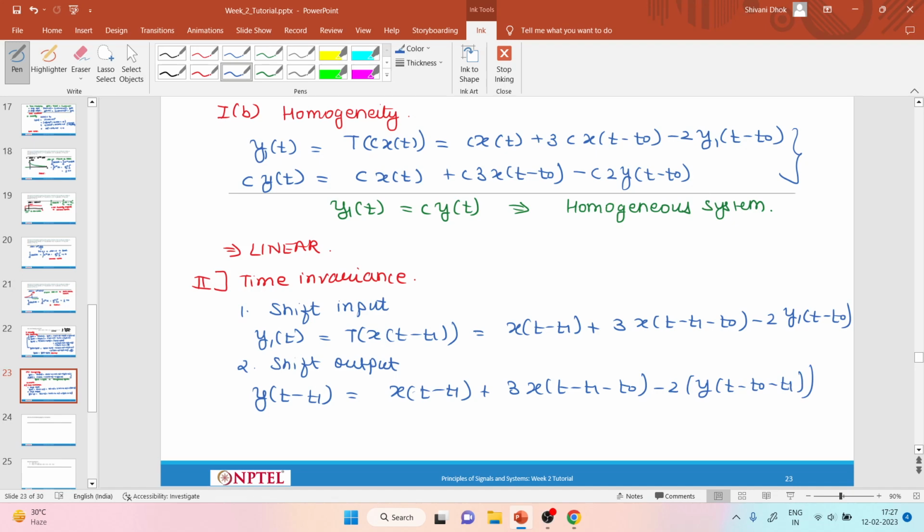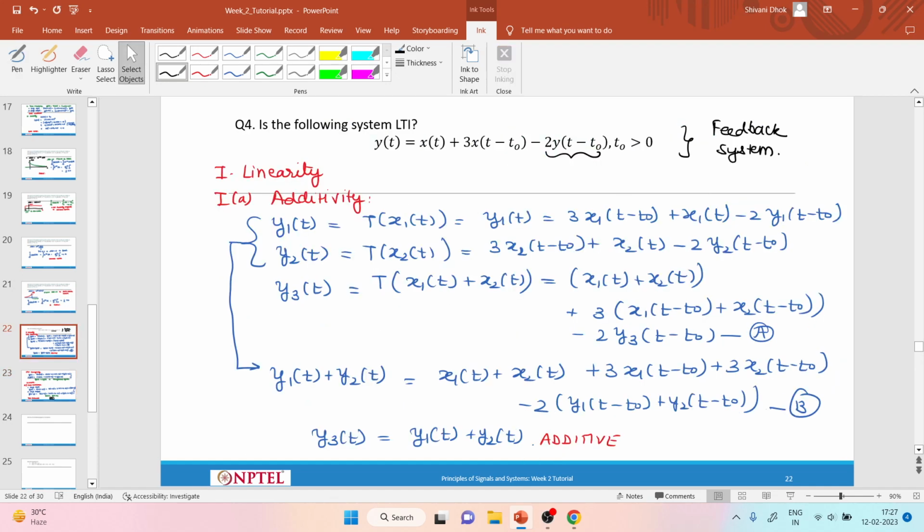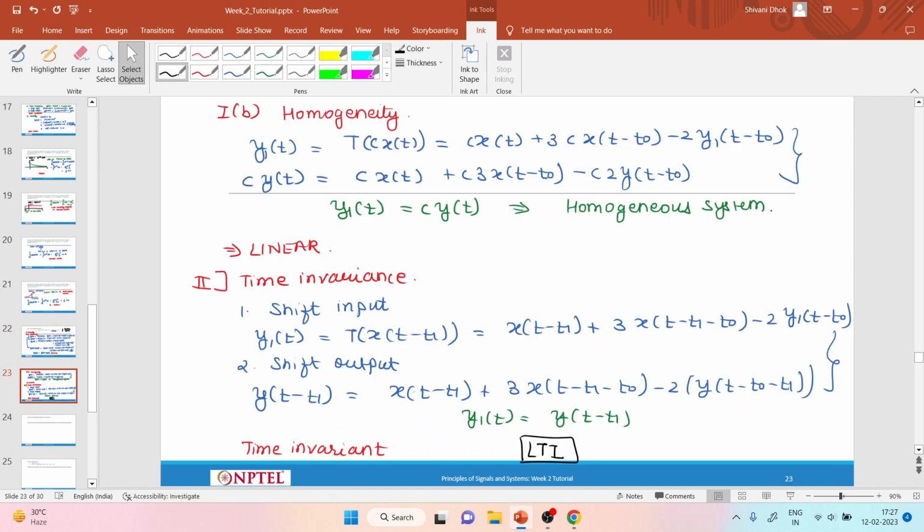So again, if I compare these two expressions, I can see that my y1 of t is equal to y of t minus t1. That is, when my input is getting shifted, my output is also getting shifted by the same shifting factor, and therefore it is time invariant. And since it is linear as well as time invariant, it is an LTI system. Therefore, if I'm having a feedback system which is something like this, it will be an LTI system. Any questions at this point?